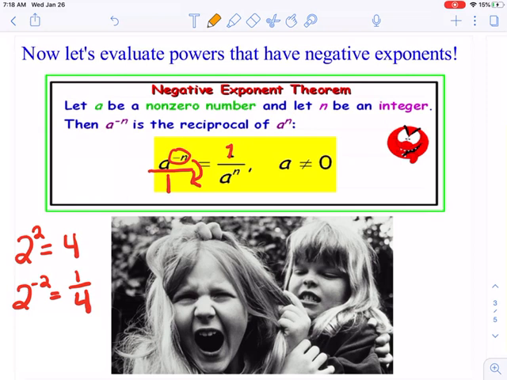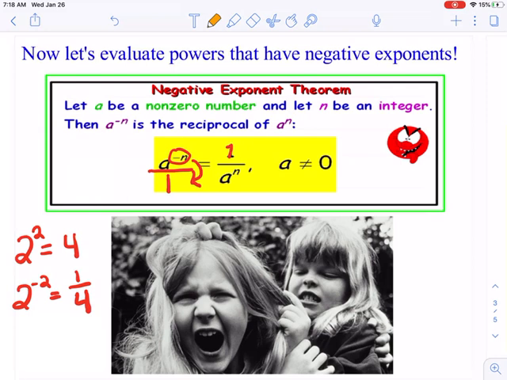So again, I always think about that sibling analogy. If you're being negative in the basement, you might have to go upstairs to the top, or the numerator, to become positive, have an attitude adjustment. Same thing with negative exponents. We have to move them around to make them positive.